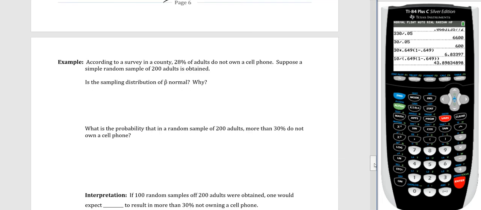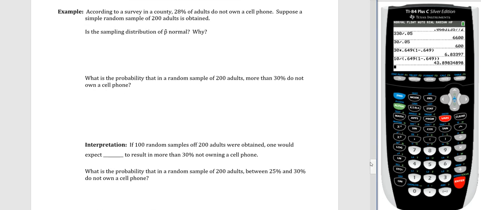All right. Now, on page 7, I recommend trying this on your own, kind of like what we did in chapters 7 and 8. Go ahead and try this one on your own first, and then unpause the video and see how you did. According to a survey in a county, 28% of adults do not own a cell phone. Suppose a simple random sample of 200, that's a lot, adults is obtained. Is the sampling distribution of p hat normal, and why? So we need to check if it is normal.